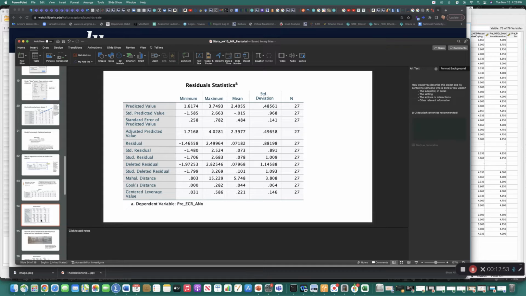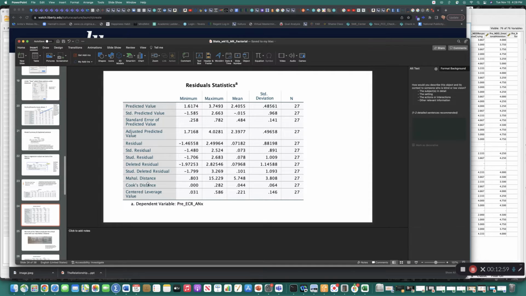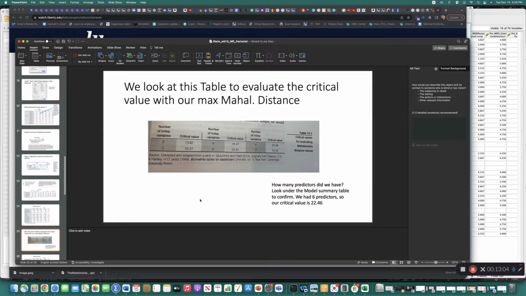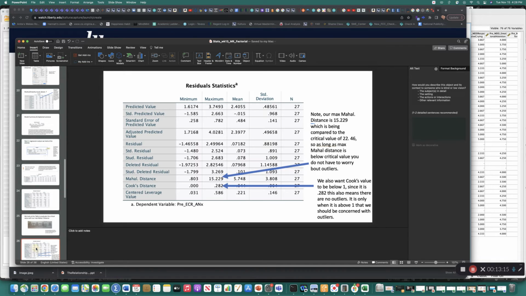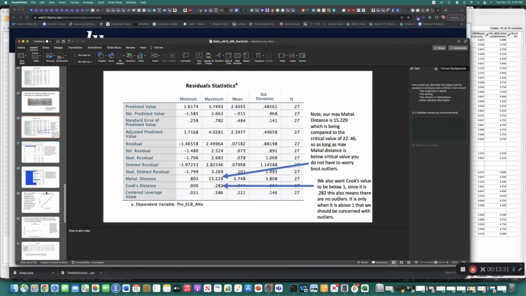A residuals table is another way of looking at this. In the residuals table, we see Mahalanobis distance maximum and minimum value. We can look at a table for the Mahalanobis critical value, and if you have 6 variables, which is what we have, 6 independent variables, the critical value is 22.46. And so we can go into the table and see that our value for Mahalanobis max distance was less than that. So we don't have to worry about outliers. Same thing for Cook's value. So this is just a way of looking at outliers.